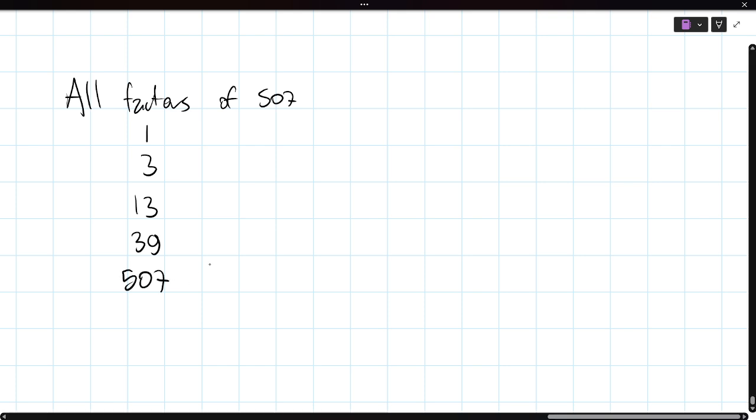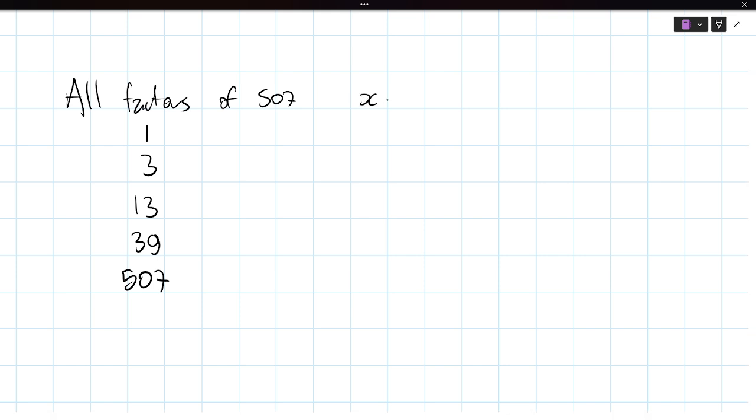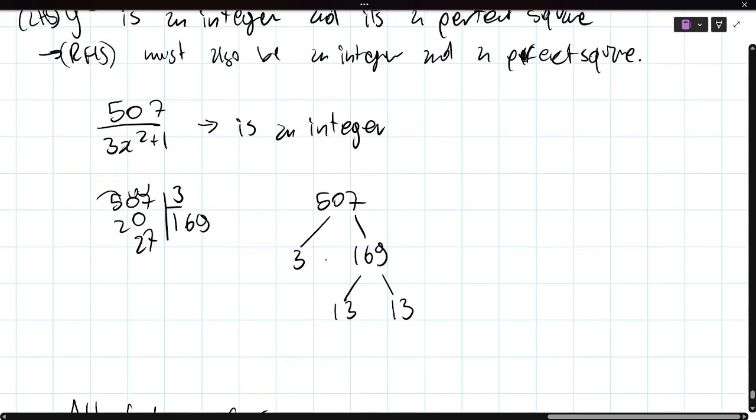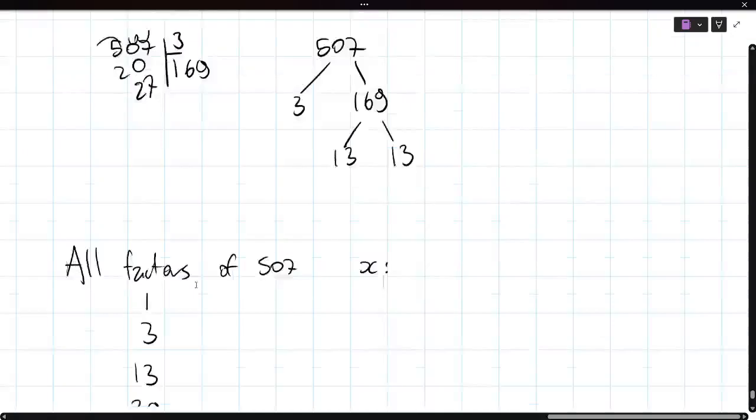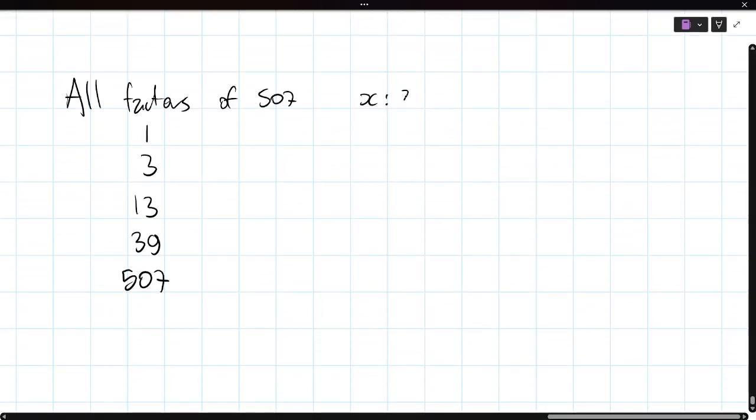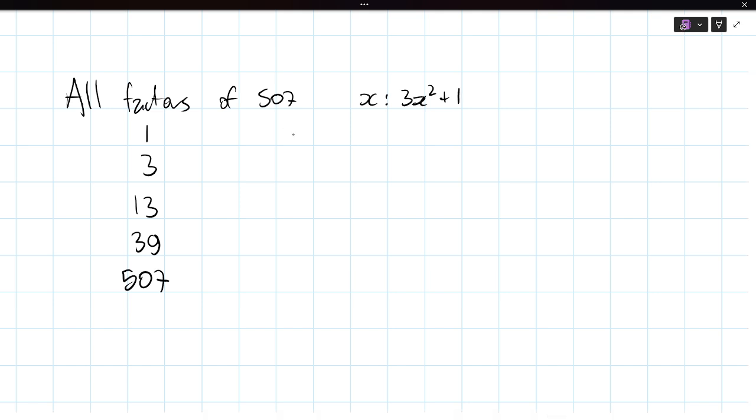So now I want to check what x is, where we know the denominator is 3x squared plus 1. What is x if my factor is in the form of 3x squared plus 1, okay? If 3x squared plus 1 is equal to 1, then x is equal to 0.